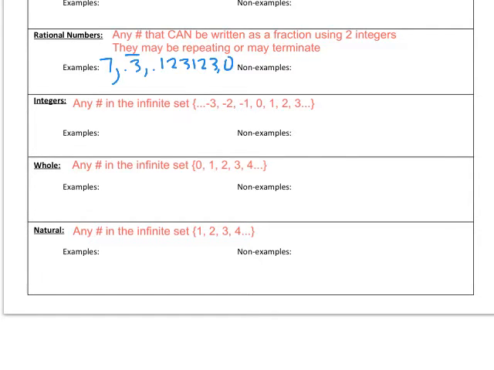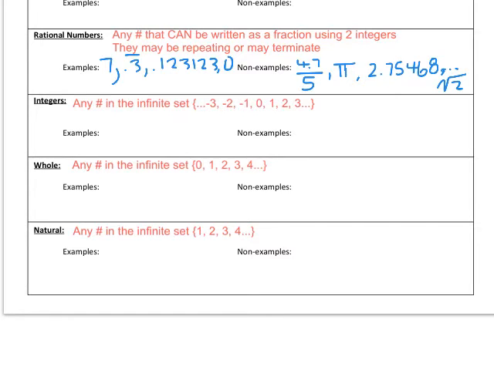Some non-examples are going to be 4.7 over 5. That's a fraction that does not have two integers as its fraction. Pi is not rational. We just said that it was irrational, and it cannot be written with two integers. This number here, 2.75468, just continues on with no particular repeating pattern, and it does not terminate, dot, dot, dot. And then also the square root of 2 is not a rational number. It does not come out to anything that can be written as two integers as a fraction.